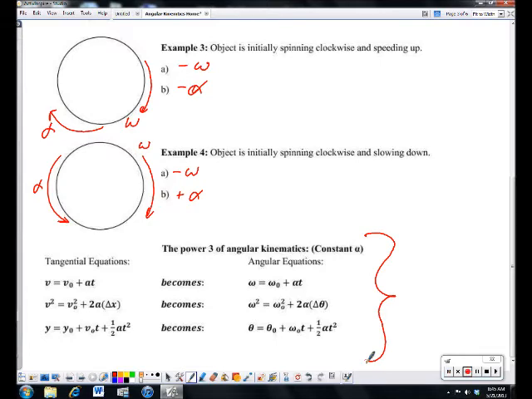We have a power 3 for my tangential equations, or translational equations, and we now have a new power 3 for my angular equations. Notice it is a direct derivation. Velocity is now angular velocity, acceleration is now angular acceleration, and displacement is now angular displacement. Time is still time. Please recall, though, that this only ever works if your acceleration is constant. These should be memorized and known before you come to class next block.